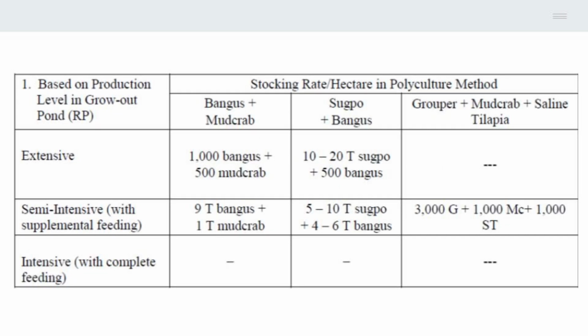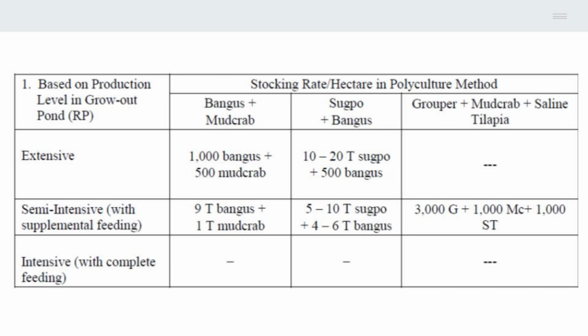In polyculture, different species are stocked together to optimize space, food resources, and overall production. The stocking rate depends on the level of production, ranging from extensive to semi-intensive systems. First is the extensive polyculture. It relies on natural food and minimal intervention. In extensive systems, stocking densities are lower and the fish rely mostly on natural food sources available in the pond.